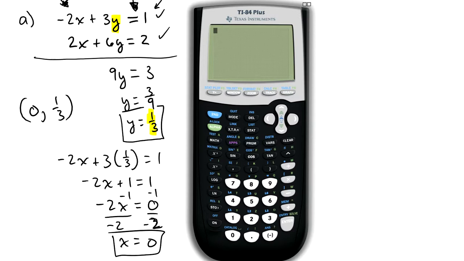So the first equation, 0. Negative 2 times 0 is just 0, so I get 3 times 1/3. You know what? I don't need a calculator, right? 3 times 1/3 is clearly going to be the number 1. That's 1/3 plus 1/3 plus 1/3. 3 times 1/3 is the number 1. And then 6 times 1/3 is going to be the number 2. And if you want, you can write 6 times 1/3, which is 6/3, which is clearly the number 2. So it definitely, most definitely checks, right? Let's go on to B.